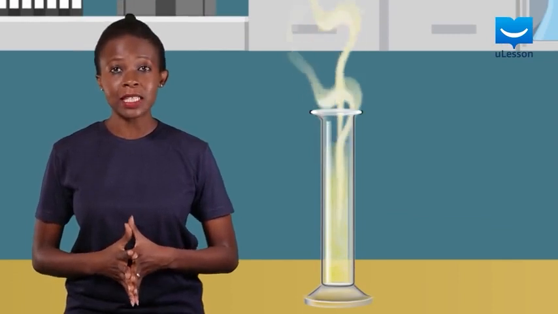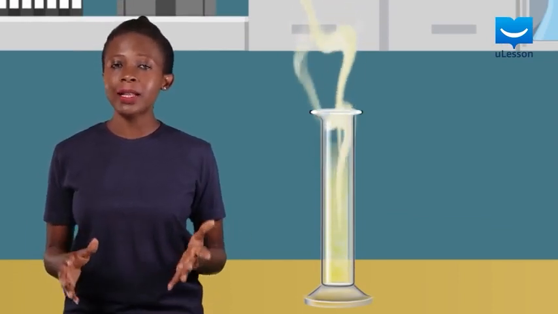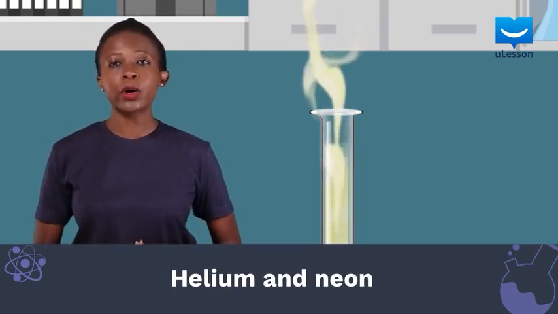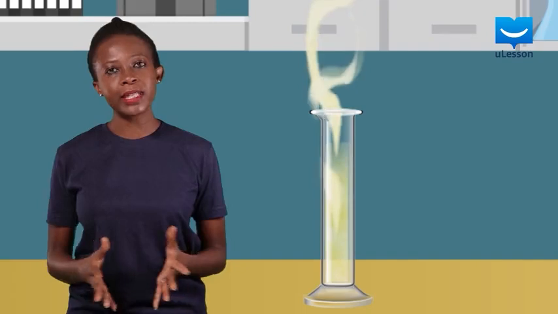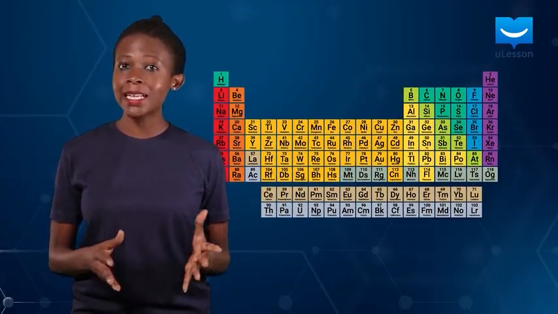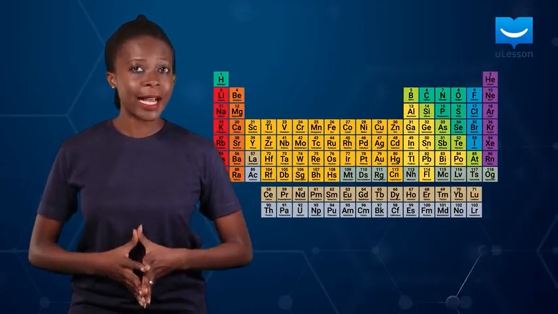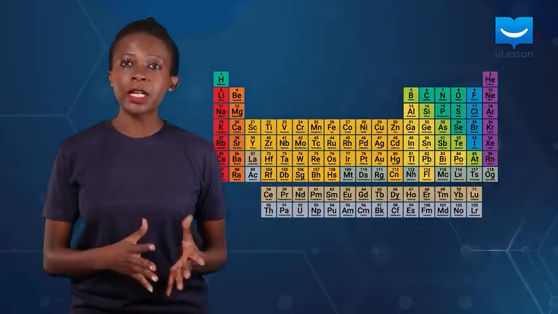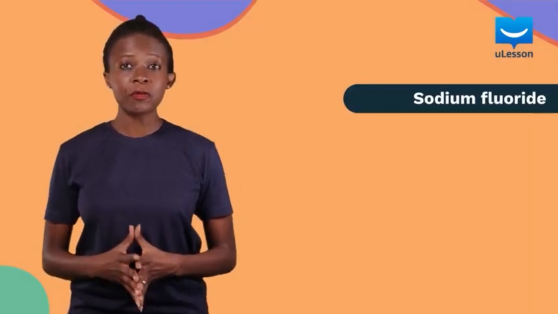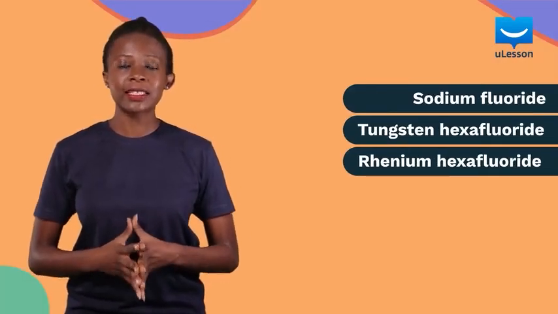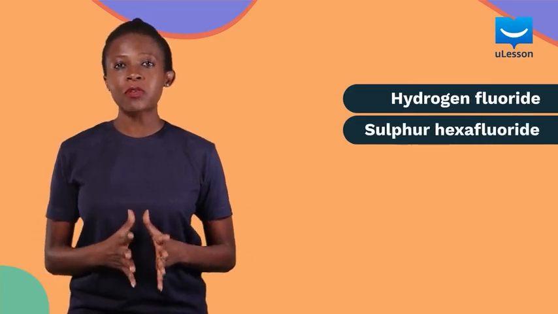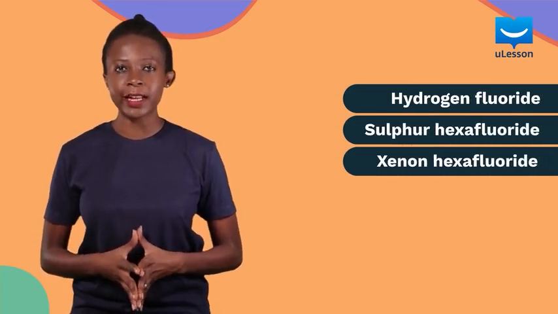Due to its high reactivity, fluorine can combine with almost all elements except a few of them, such as helium and neon, to form ionic or covalent fluorides. For instance, fluorine can react with metals and nonmetals, which also include the noble gases such as xenon and radon. Some compounds formed when fluorine combines with metals include sodium fluoride, tungsten, and rhenium hexafluoride. While some compounds formed when fluorine reacts with nonmetals include hydrogen fluoride, sulfur hexafluoride, and xenon hexafluoride.